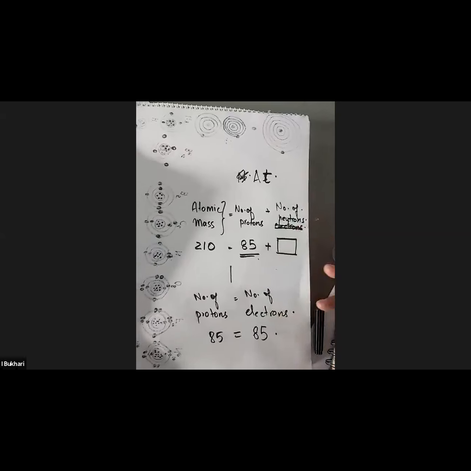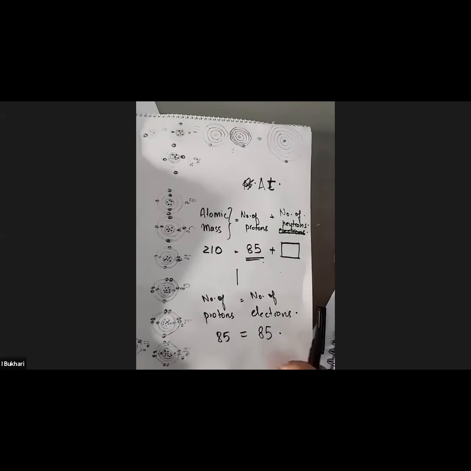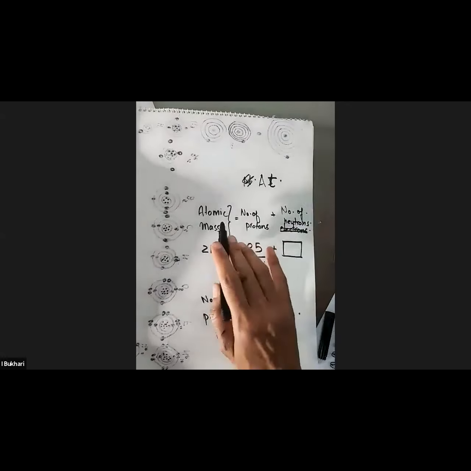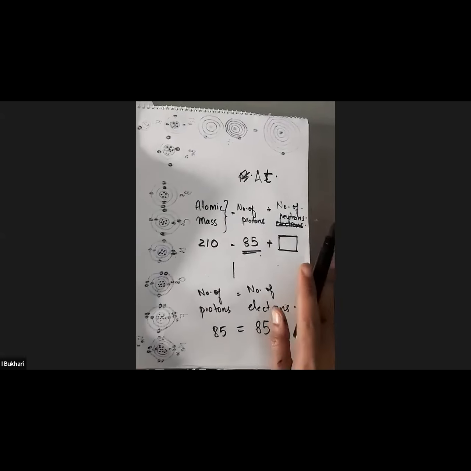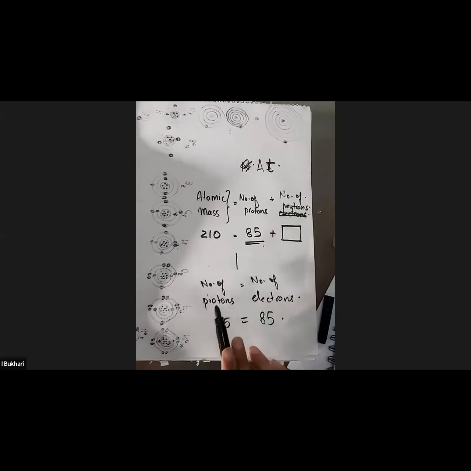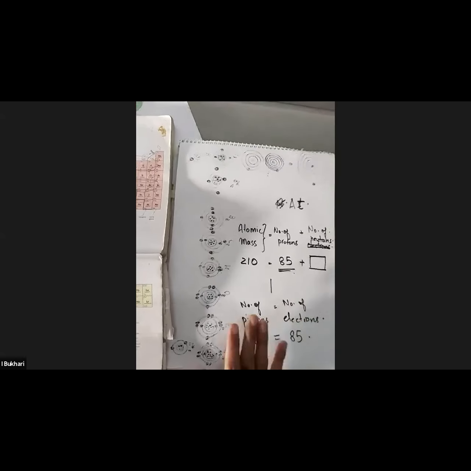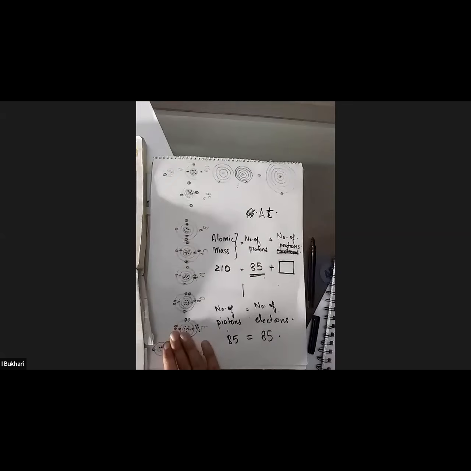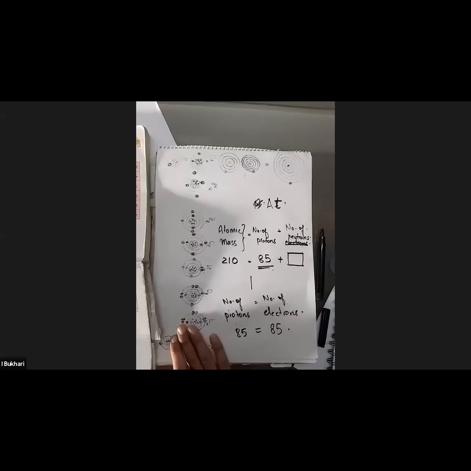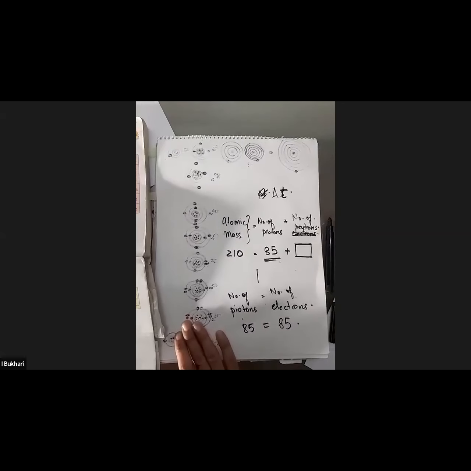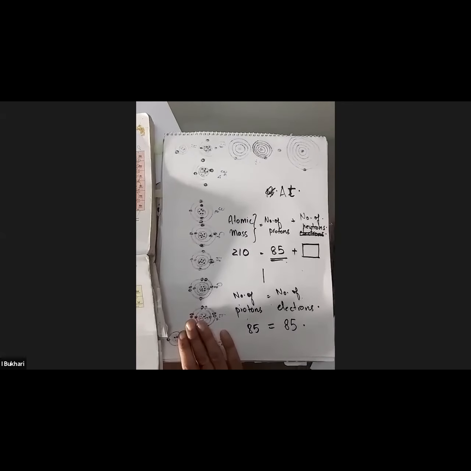We can also do a few questions so that this concept gets stronger. But you should appreciate that atomic mass is the sum of the number of protons and the number of neutrons. And for an electrically neutral atom, the number of protons should be equal to the number of electrons. So this was your first introduction to the atom. I know these ideas are new for some students. You don't have to take it too fast. I will share the pages in the group, and if you are interested, you can read them, and then it would be easier for you to understand.